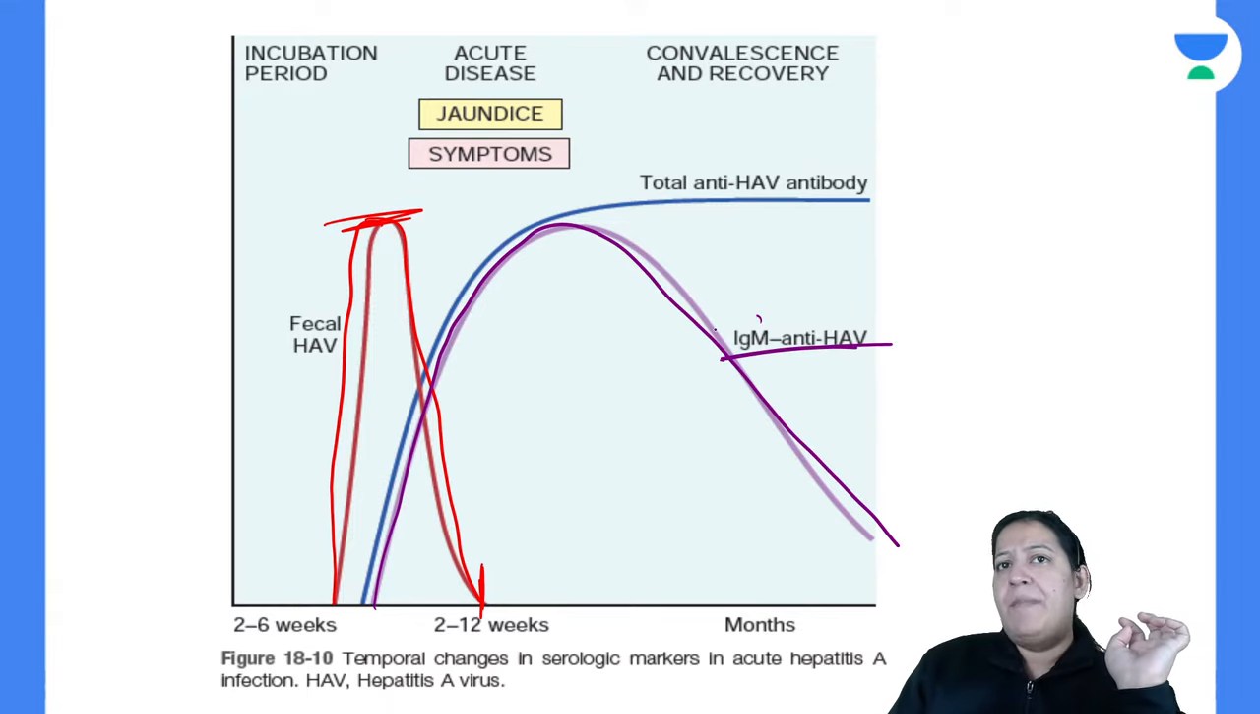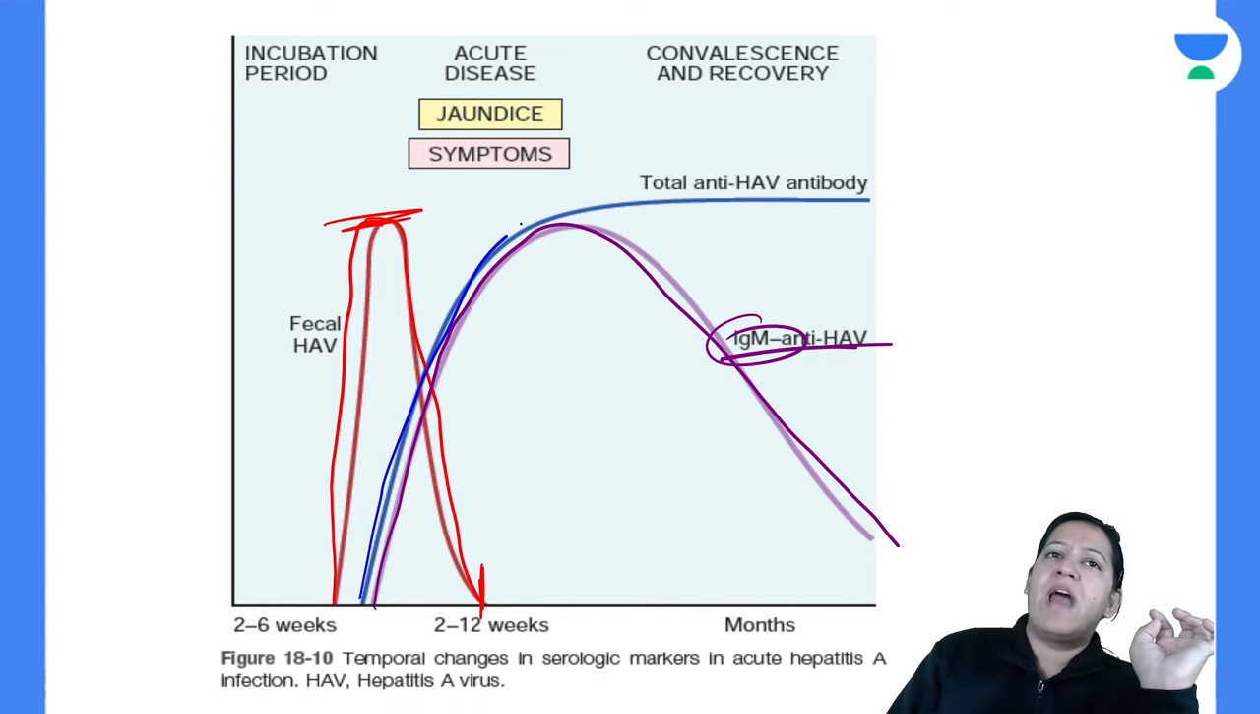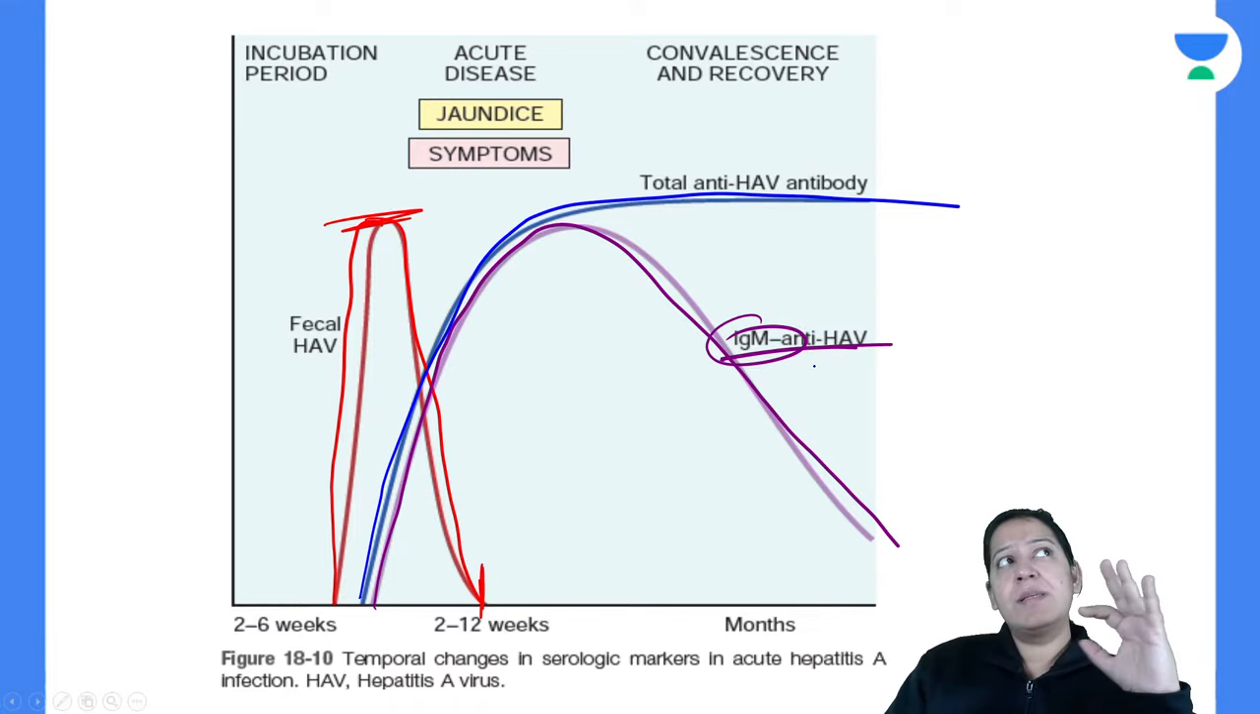So IgM is the acute phase. But the blue one, it will remain forever. It will remain forever. That is the IgG antibody, not chronic. It is the past infection.